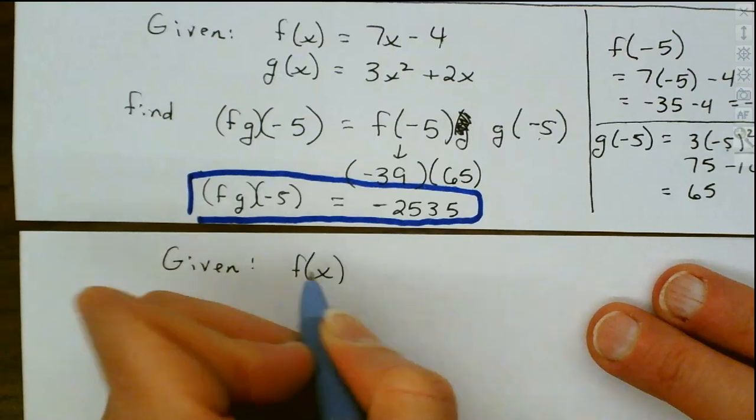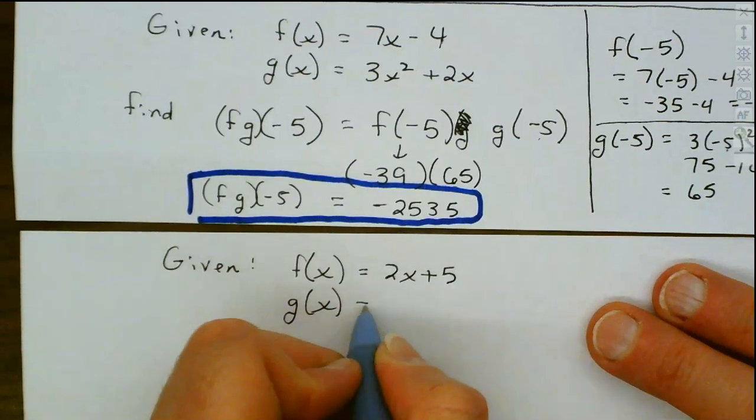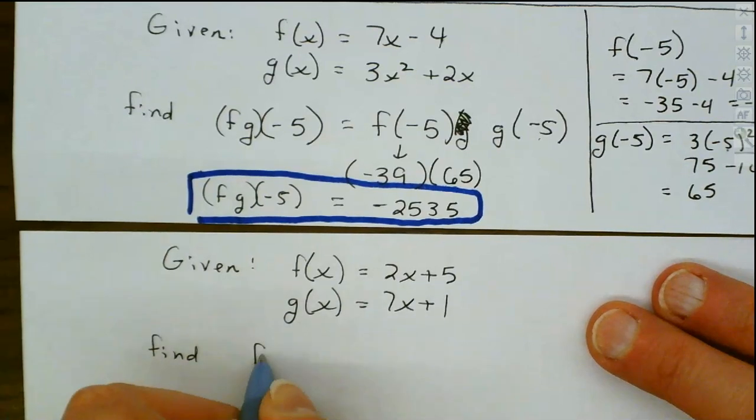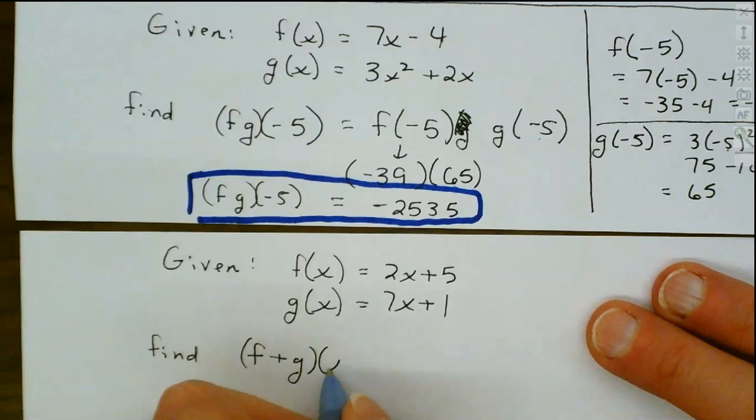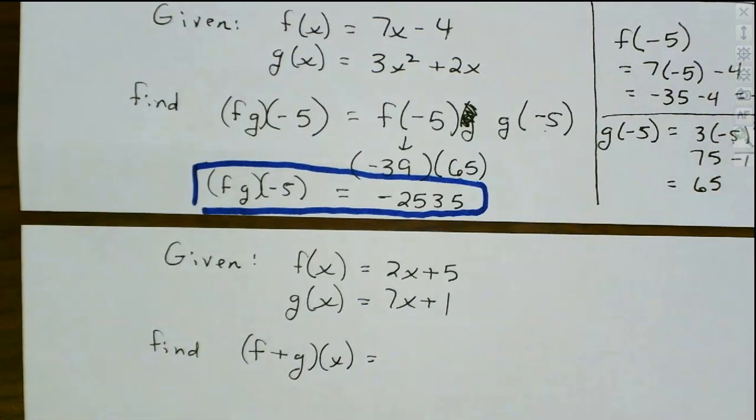So let's say you're given f of x to be 2x plus 5 and g of x to be 7x plus 1. I want you to find f plus g of x. Okay, so what do we know about this one? Well, this one has the variable x inside the parentheses, right? So we should end up with variables in our answer. If you remember that, numbers in, numbers out, variables in, variables out. That way you remember what your answer should look like. These are very simple.